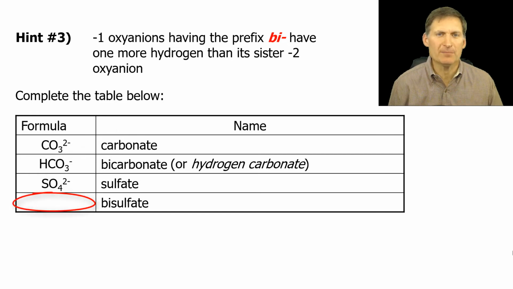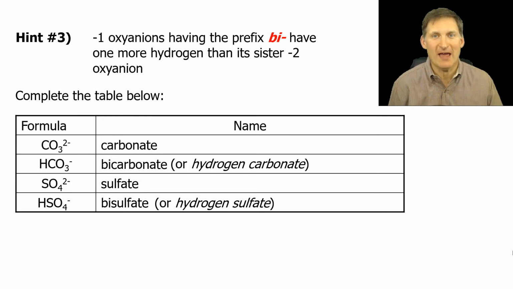Please complete the remaining blank in the table on your own. Stop the video now. So, bisulfate must have one more hydrogen than sulfate, and we adjust the charge from -2 to -1, and bisulfate is also called hydrogen sulfate.